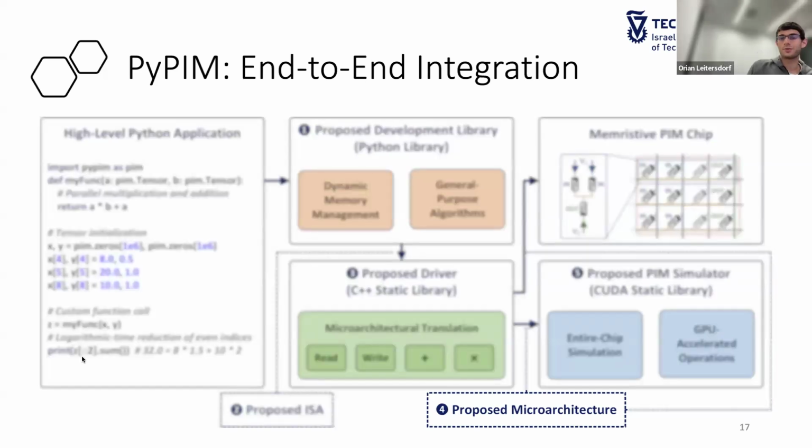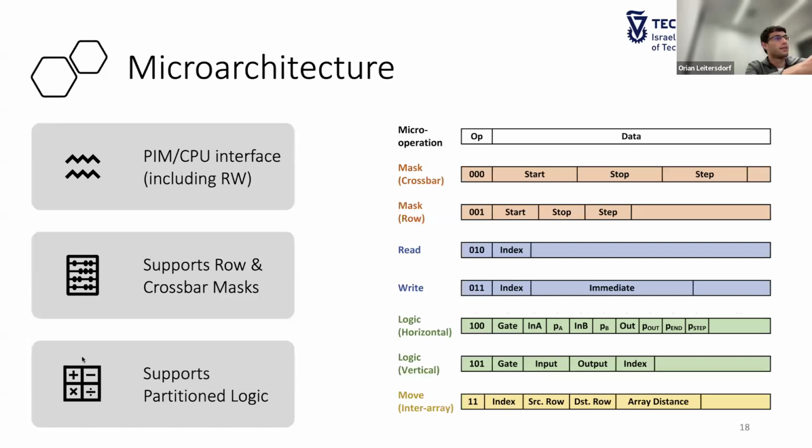So without further ado, we're going to start, but in reverse. So let's start with the microarchitecture. Here we have our microarchitecture format. We're not going to dive into the exact encodings of each operation, but we will highlight what is interesting, which is, first of all, this is going to be our only interface between the PIM and the CPU, which means it's also going to support regular read-write operations.